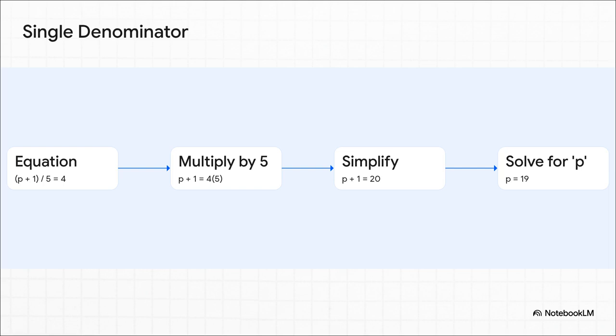On the left, it just cancels out, and on the right, 4 times 5 is 20. And just like that, the fraction is gone. We're left with a super simple equation, and we can quickly see that p equals 19.